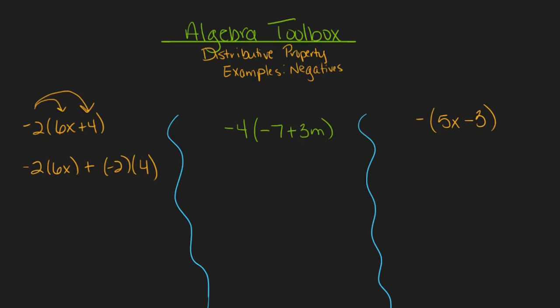I can simplify the multiplication here. Negative 2 times 6x would give me negative 12x. I'll carry down my addition symbol, and then negative 2 times 4 would give me negative 8. Now I do see that in writing this answer, I have two symbols right next to each other, the plus sign showing addition and the minus sign showing our negative value of negative 8. Because I see these next to each other, I can simplify them into just showing subtraction.